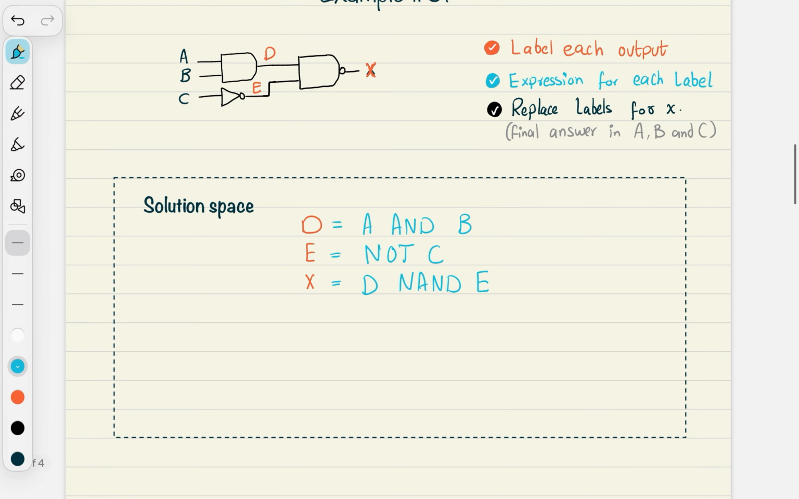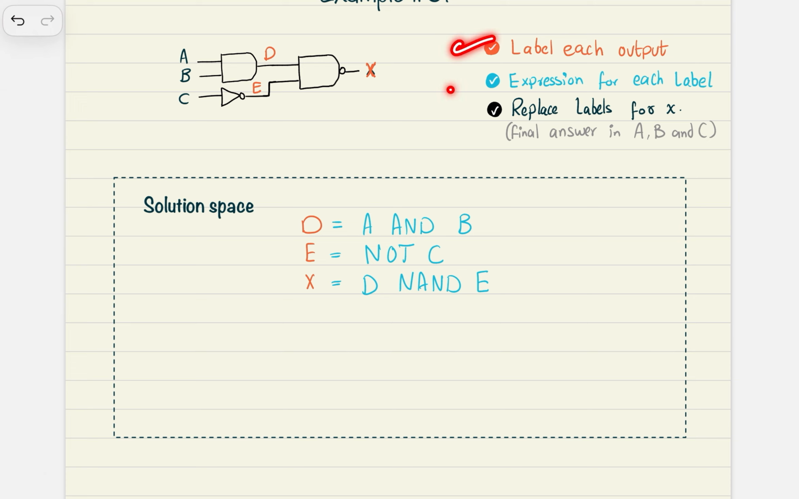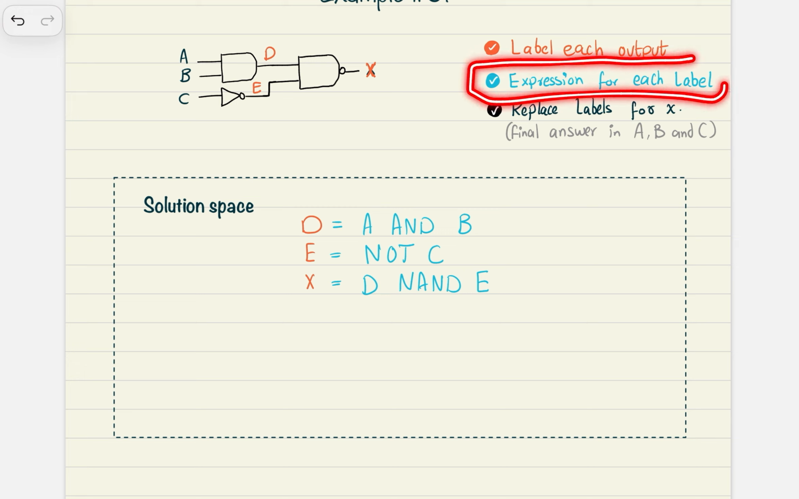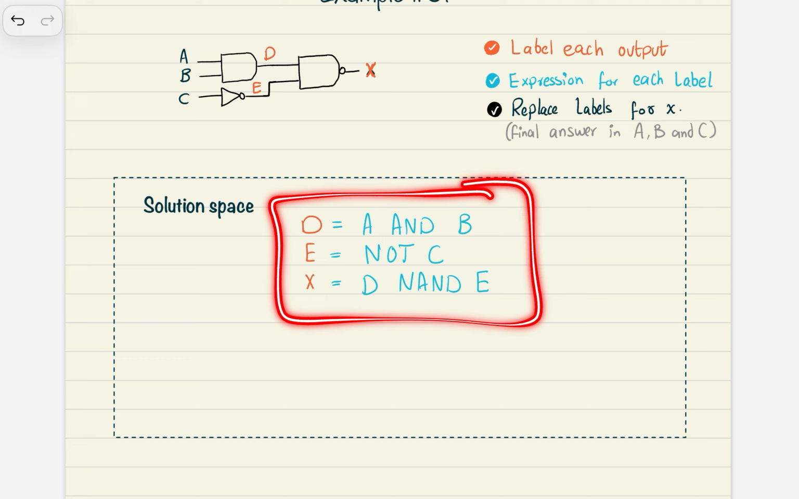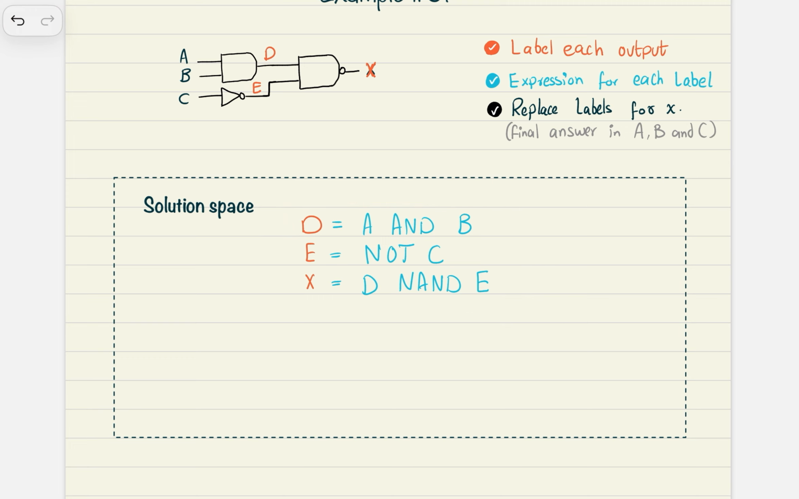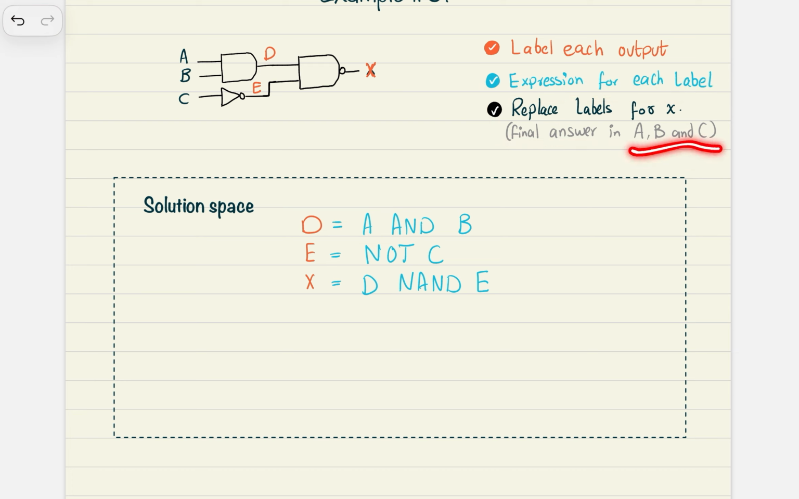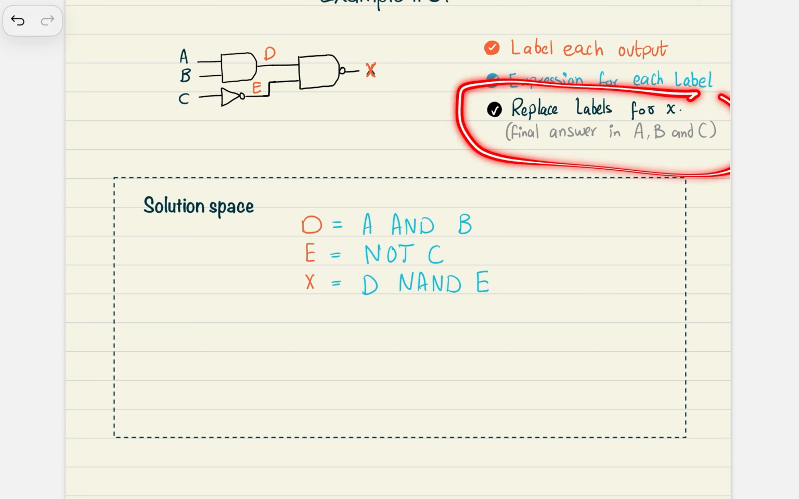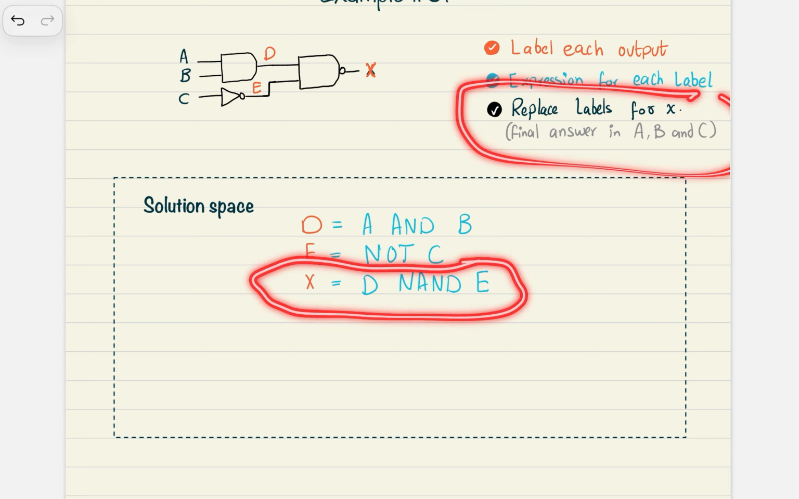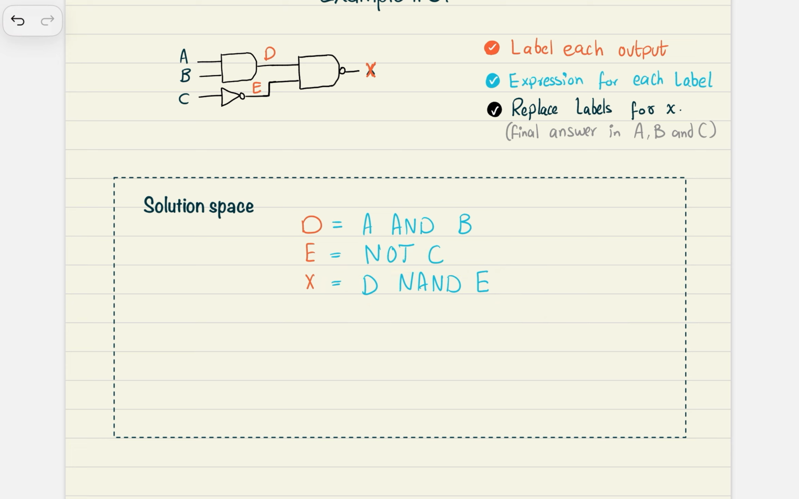All right, so we are done with the first two steps. We simply labeled the outputs in the first step, and then we wrote down expressions for each label. Now for the very last step, we have to replace labels in the expression for X, and the final answer should have only letters A, B and C. We see the expression for X over here. Do we have any A, B, and C over here? No, we don't. So we need to replace the labels.